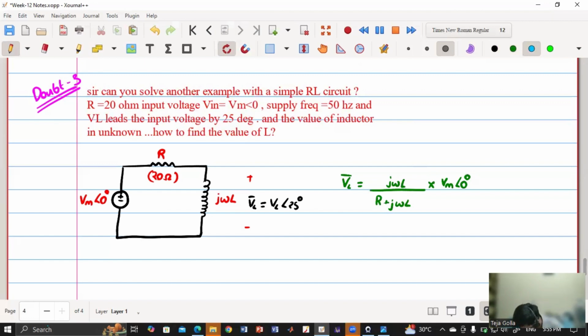Okay. So frequency is 50 hertz, which implies omega is 2 pi into 50, which is 100 pi. Now I know that the phase of VL bar is 25 degrees. So what is the phase of this? The phase of this is 0 degrees. And the phase of this is how much? j omega. What is the phase of j omega?